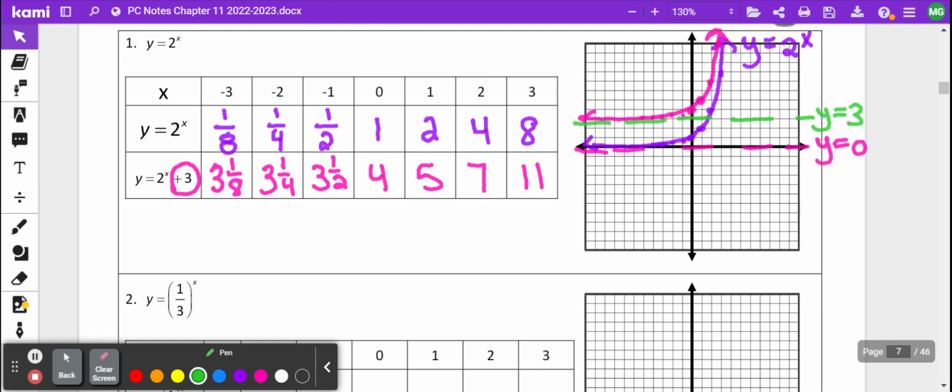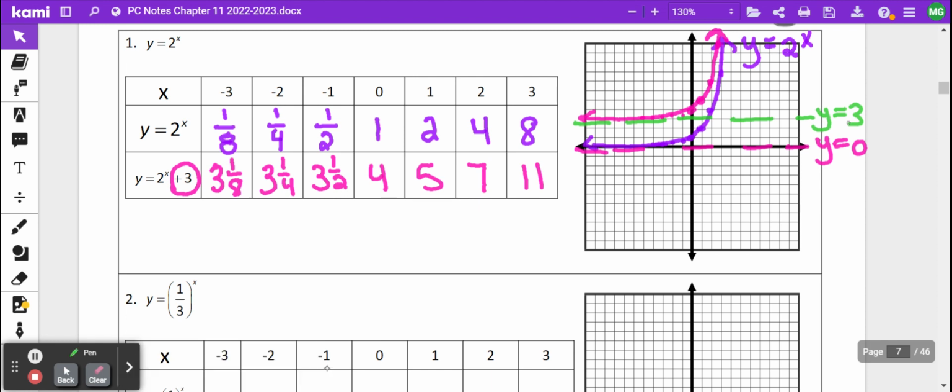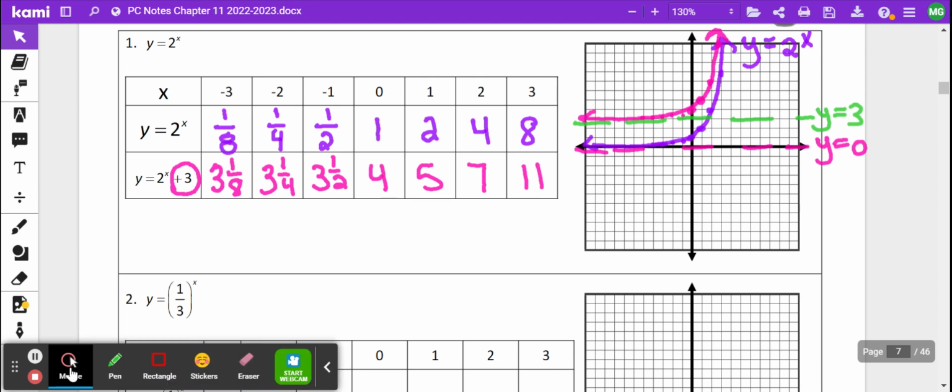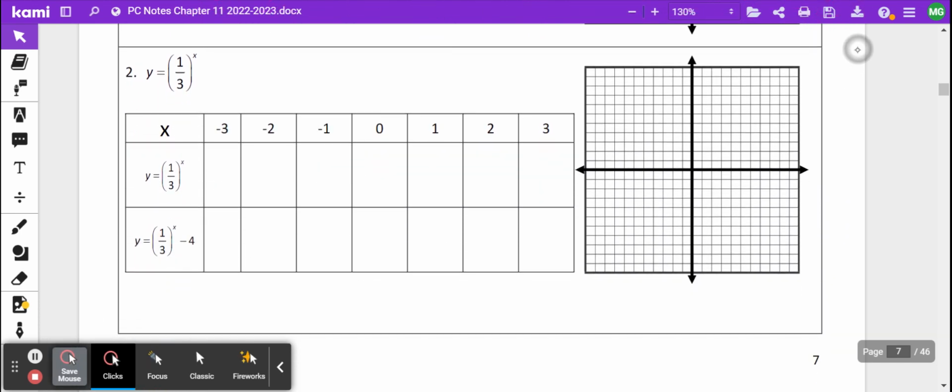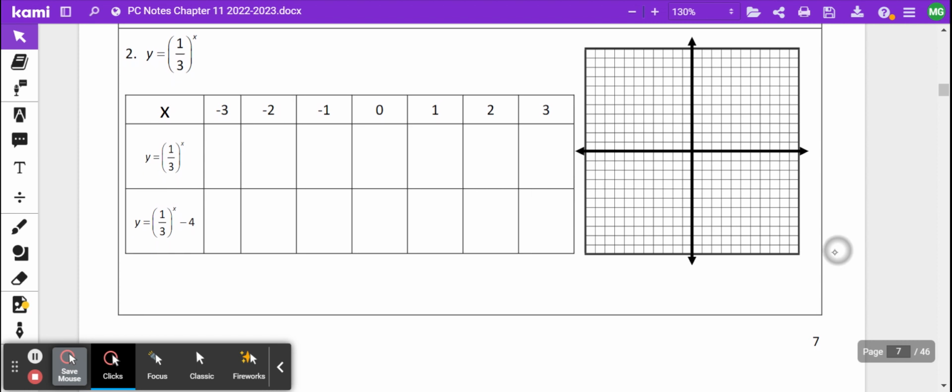What I would like for you to do is pause this video and go ahead and do the next problem, and then turn the video on so you can make sure that it looks correct. I want you to notice that the value inside the parentheses is less than 1. That's going to have an effect on the graph. So go ahead and do that in your calculator and let's see how you do.